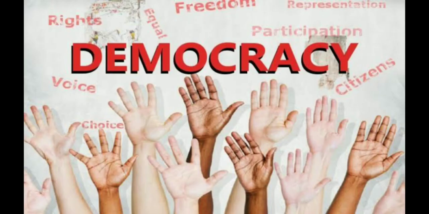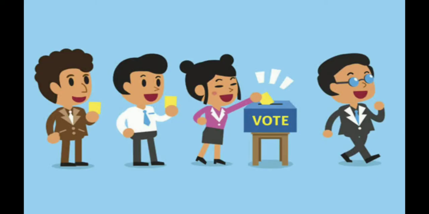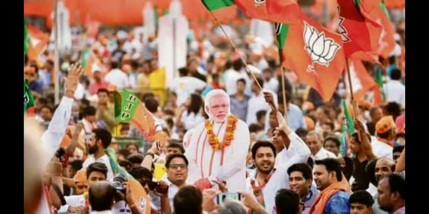The other form of government is democracy, which is the most popular form of government in the world. In a democracy, the citizens elect their representatives who then form the government. These representatives work for the betterment of their people and are answerable to them. In a democracy, the government derives its power from the people. With a population of over 1 billion people, India is the largest democracy in the world.